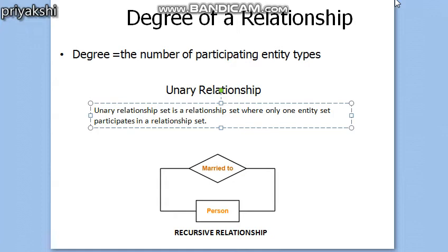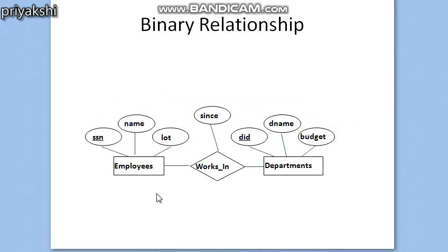So such a relationship is called a recursive relationship. In the case of a recursive relationship, the role name becomes essential for distinguishing the meaning of each participation. Next we will see the binary relationship. We have already seen that a binary relationship means the degree of the relationship is 2, where there are two participating entities. In the works in relationship, there are two participating entities, one is employee, another is department.